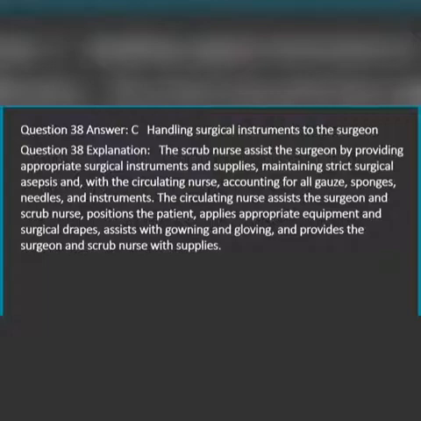Question 38. Explanation: the scrub nurse assists the surgeon by providing appropriate surgical instruments and supplies, maintaining strict surgical asepsis and, with the circulating nurse, accounting for all gauze, sponges, needles, and instruments. The circulating nurse assists the surgeon and scrub nurse, positions the patient, applies appropriate equipment and surgical drapes, assists with gowning and gloving, and provides the surgeon and scrub nurse with supplies.